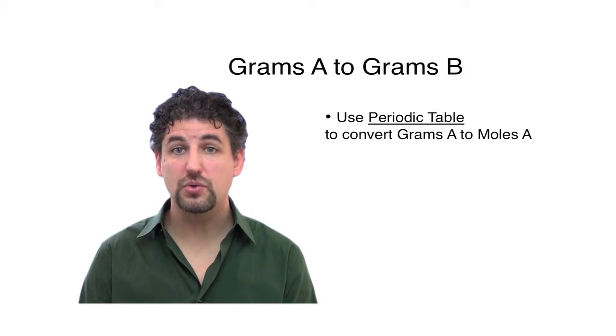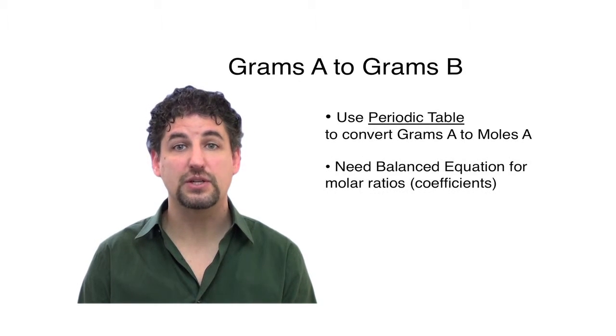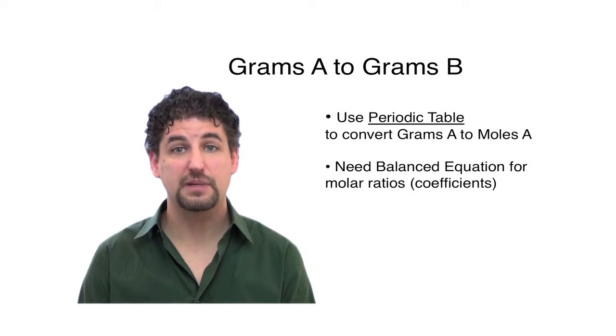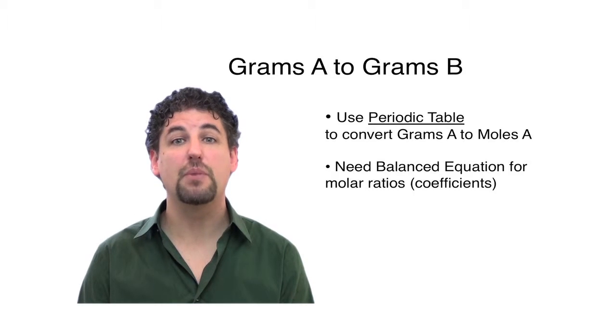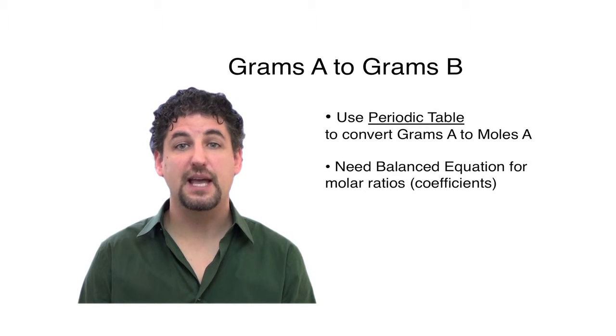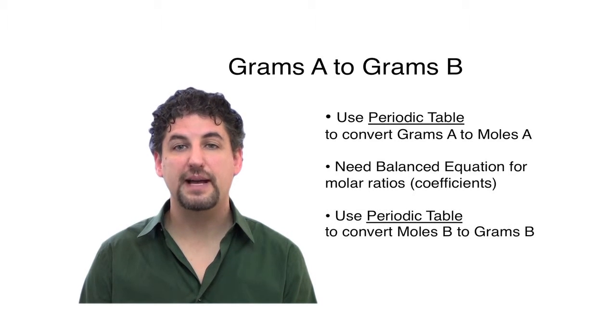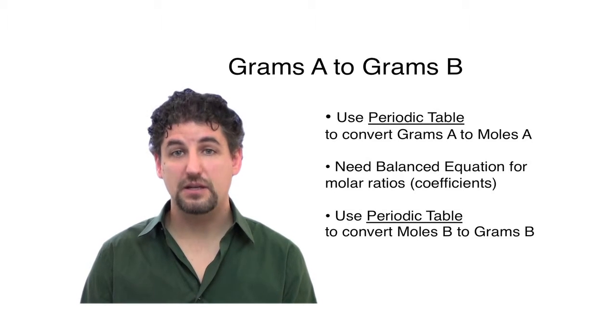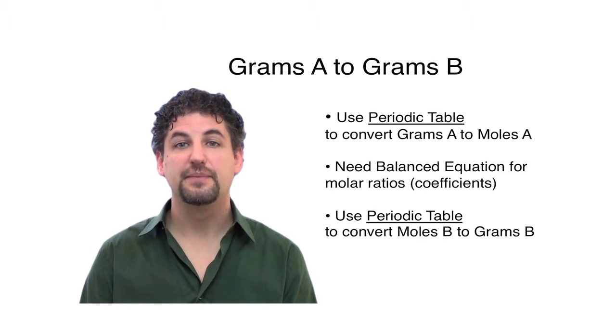Conversion factor number 2 comes from a balanced chemical equation. You need to look at the coefficients of the 2 substances that you're converting between, and that will allow you to go from moles of A to moles of B. And then finally, you take out the periodic table one more time, and to go from moles of B to grams of B, you need to calculate the molecular mass or the formula mass of the second substance. Figure out how many grams are in 1 mole of that substance, and then you'll be able to plug that in and find the answer.